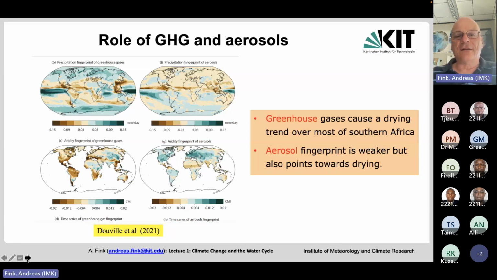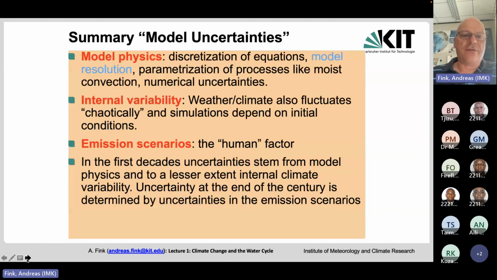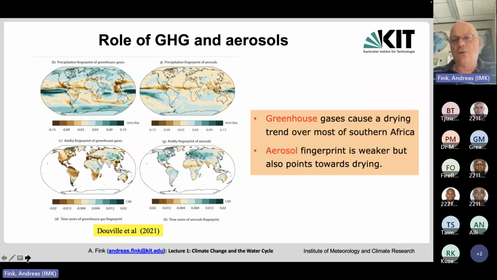Good. Okay. So I stop with model uncertainties, but now we go to the attribution of observed changes to forcings of greenhouse gases and aerosols, plus we will do some climate projections.